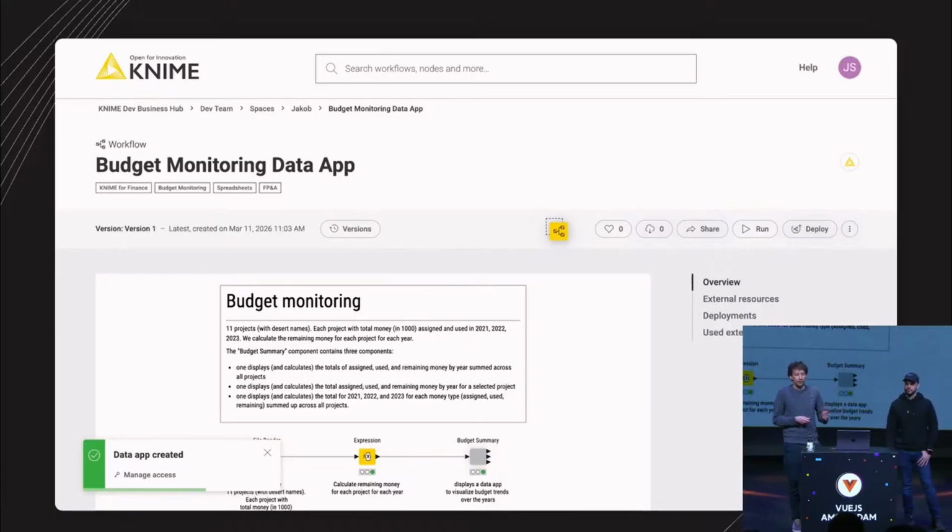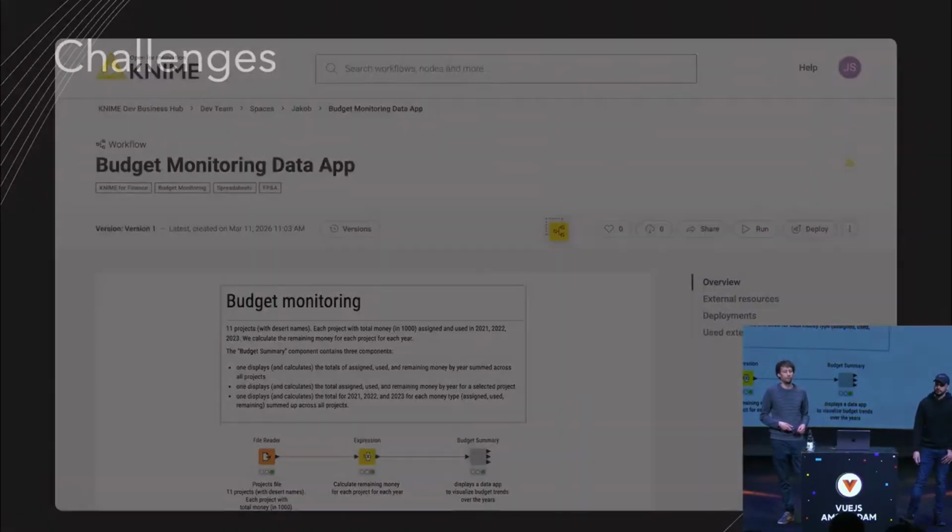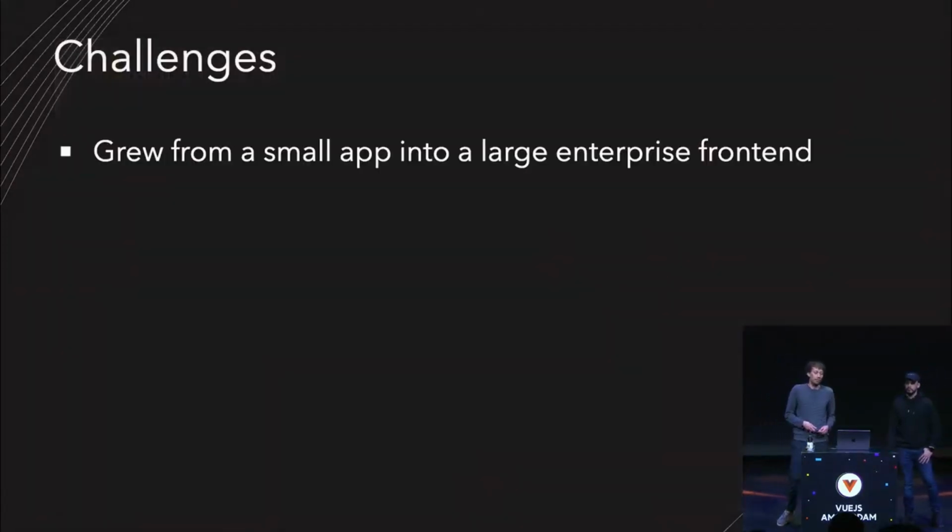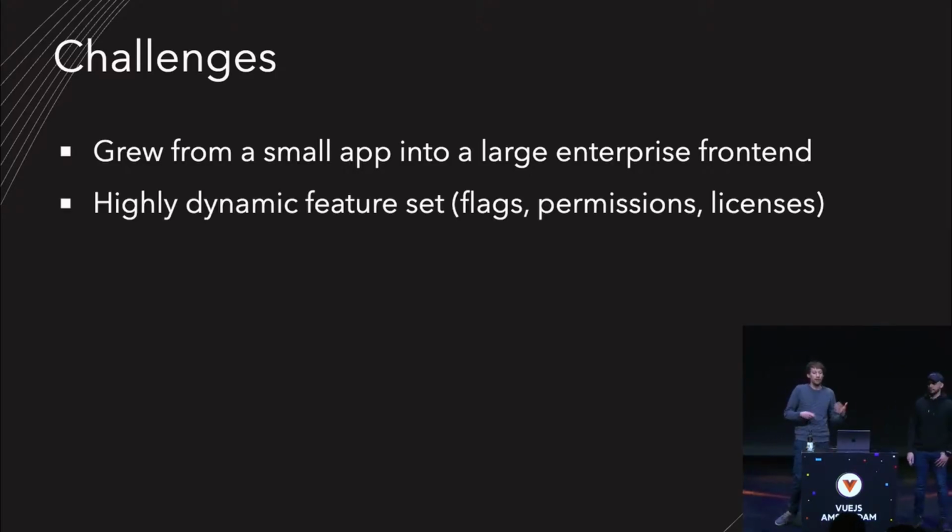We have many more features in there, but we cannot show them all. But we want to highlight some of the challenges we faced during the development. So yeah, it started small, but now it's a big enterprise front end with over 200,000 lines of code. It's deployed to multiple environments, software as a service, on-premise. And with this comes a highly dynamic feature set, right? We have feature flags, permissions, licenses that you can apply.